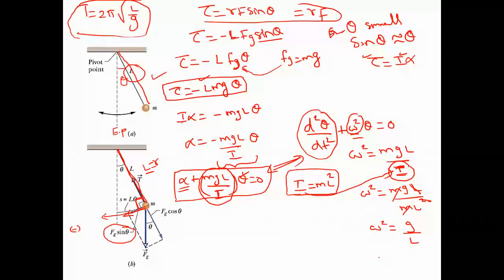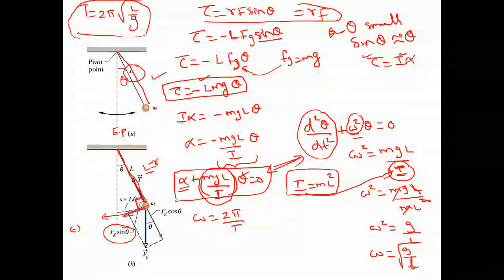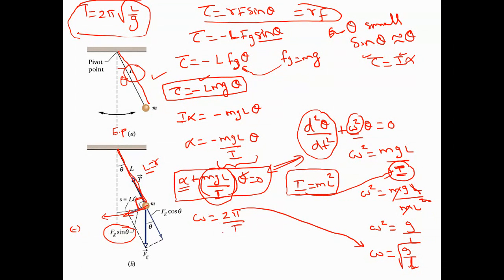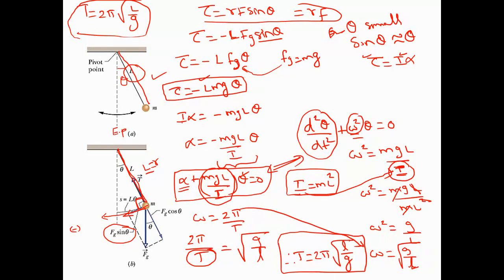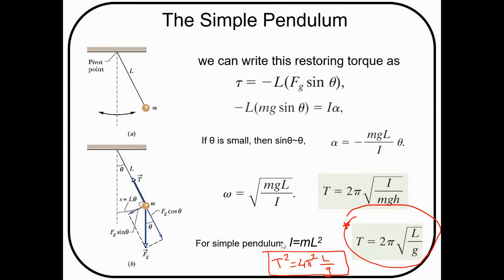I'm going to take the square root on both sides. So I will get omega equals square root of g over l. Now we already know the formula omega equals 2 pi over T. Substituting it here, you will get 2 pi over T equals square root of g over l. Rearranging this equation in terms of T, my T equals 2 pi square root of l over g. So this is the equation we just got for the time period of the simple pendulum. Clear?